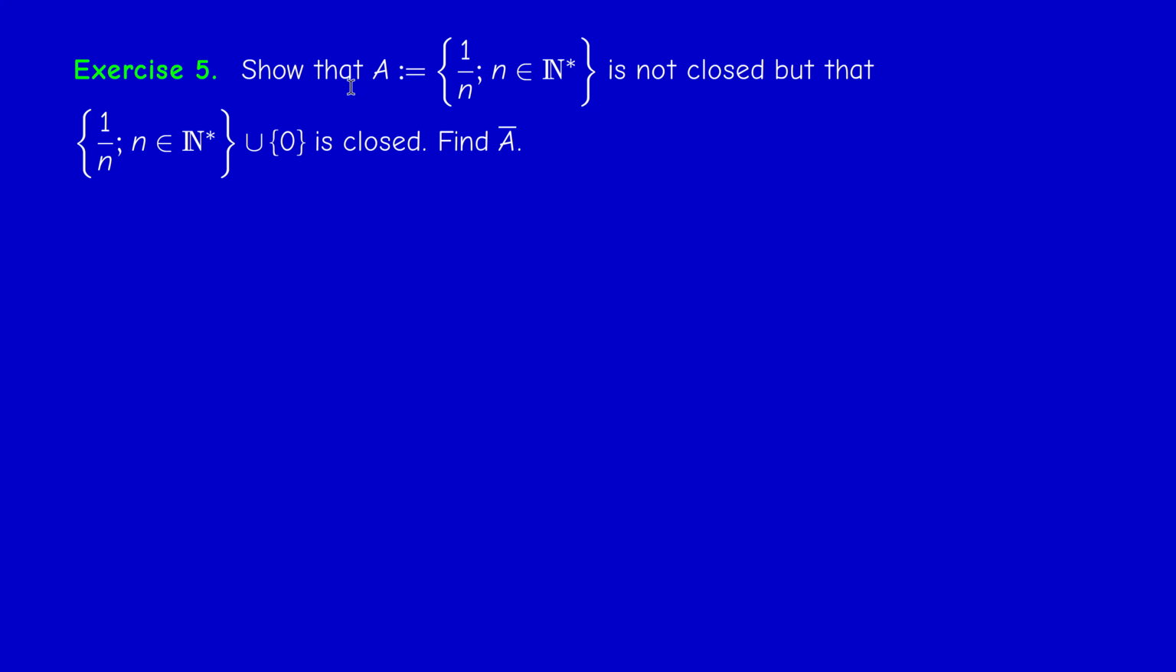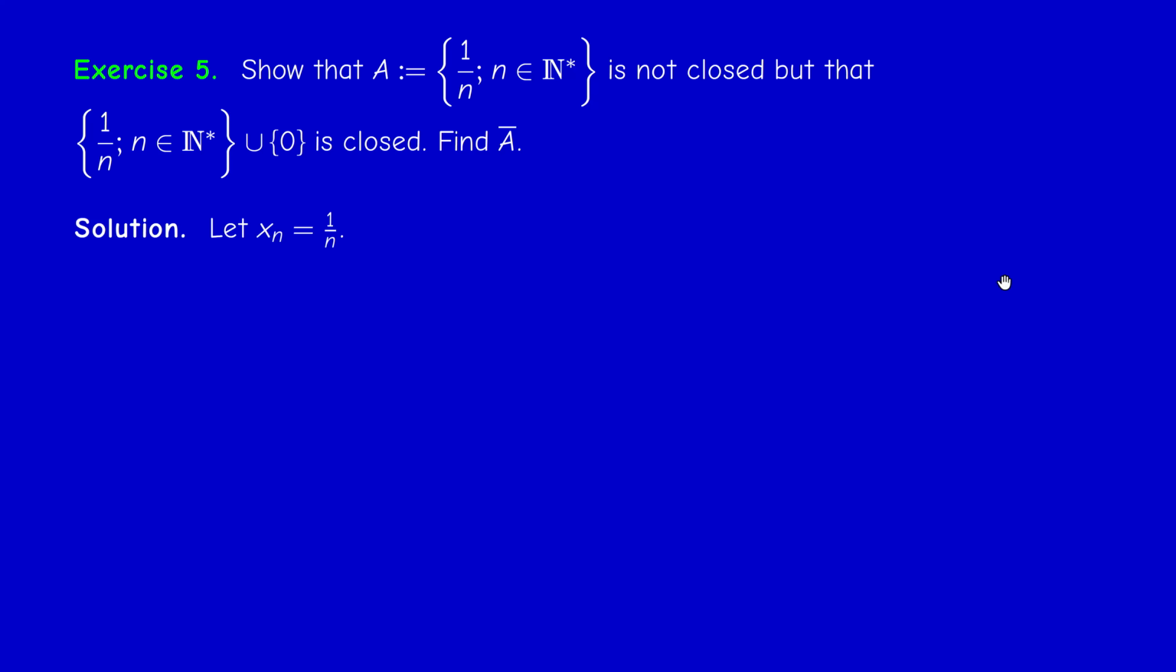Okay, fifth exercise. Consider the set 1, 1/2, 1/3, 1/4, and so on. We have to show that this set is not closed. Actually, for the same reason, we already know why. But if you add 0, we get a closed set. We have to find what A bar is, so we'll prove that A bar is actually this set.